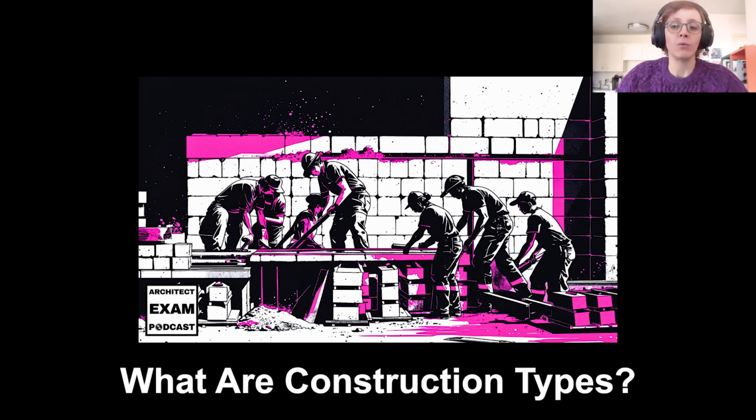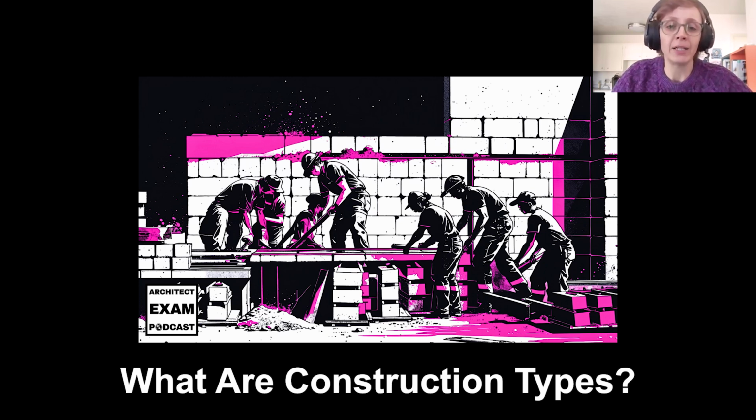Think of it like choosing the right material for different products. We don't make umbrellas out of paper because they'd fall apart in the rain, right? And we don't build high rises out of wood studs because they wouldn't provide enough fire protection for all those people. Construction types are all about matching the building's fire safety to its size, height, and use.